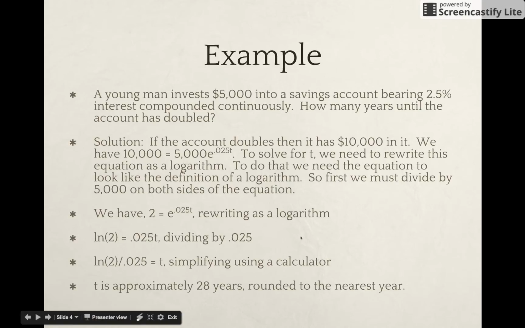Rewriting as a logarithm results in the equation natural log of 2 is equal to 0.025t. Dividing by 0.025 on both sides, we have the natural log of 2 divided by 0.025 is equal to t. Using a calculator and rounding to the nearest year, we see that t is approximately 28 years. So in about 28 years, the account will have doubled.